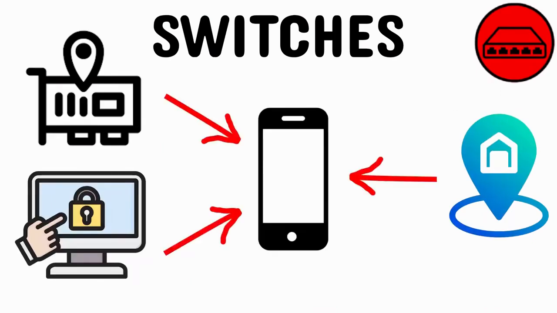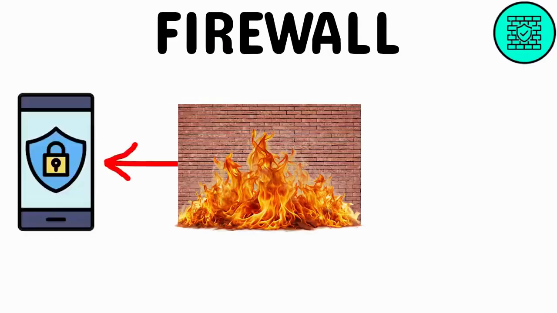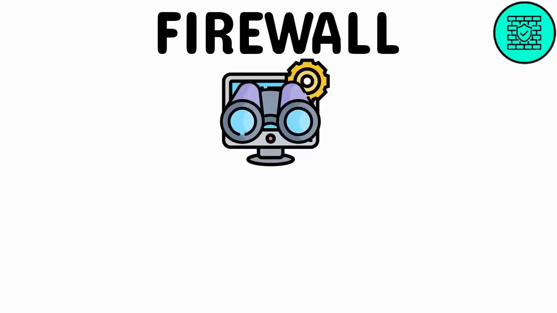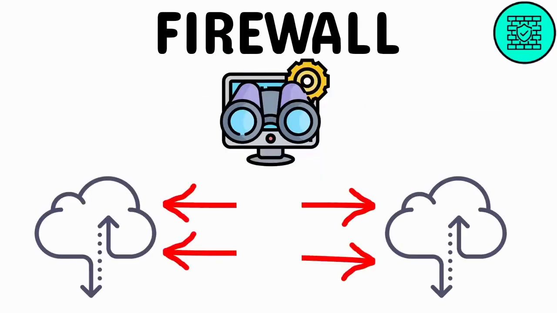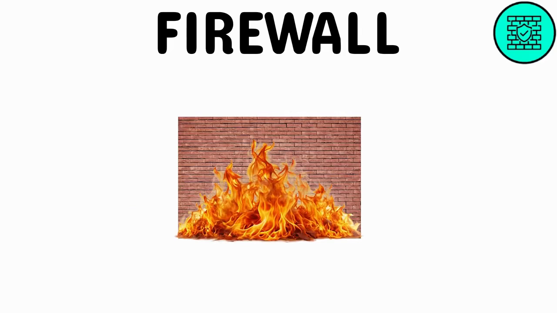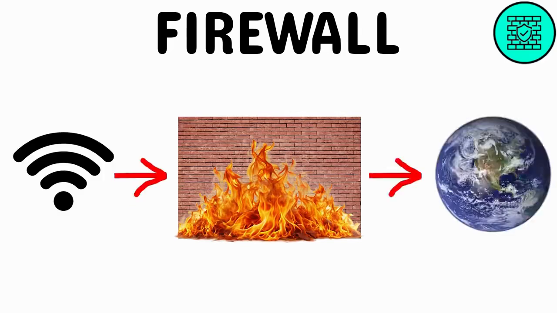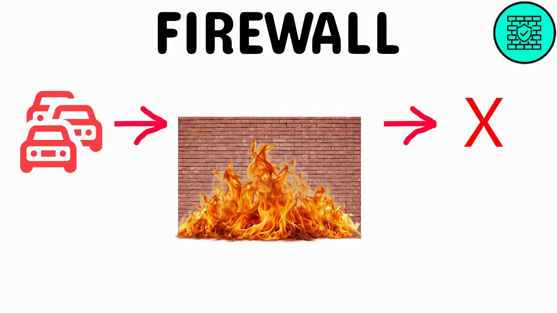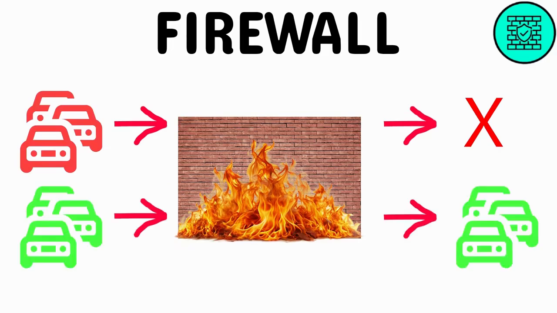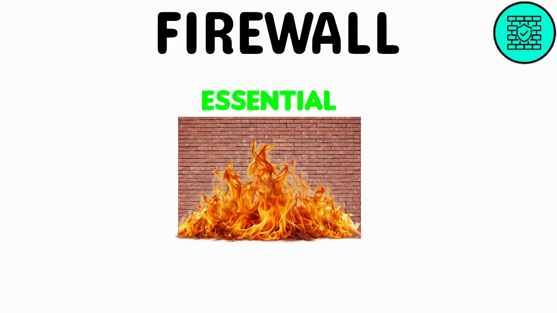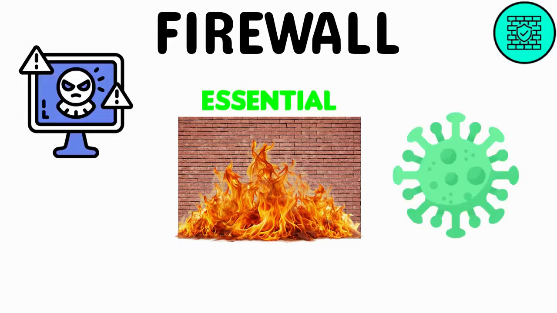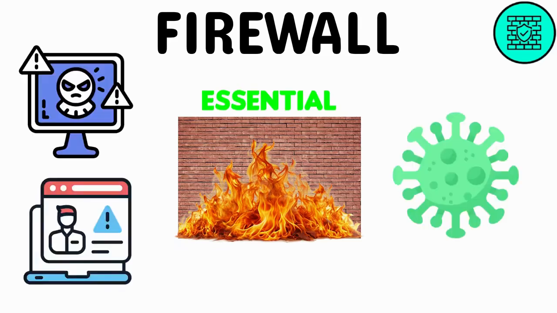the correct device. A firewall is a security device or software that monitors and controls incoming and outgoing network traffic. It acts as a barrier between your internal network and the external world, blocking unwanted traffic and allowing safe traffic based on predefined security rules. Firewalls are essential for protecting networks from cyber attacks, viruses, and unauthorized access.